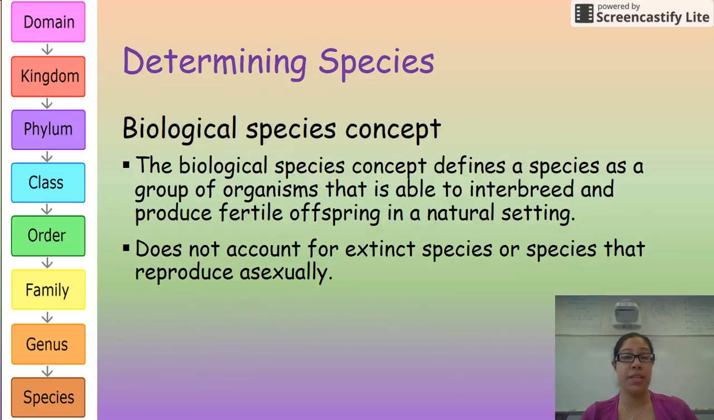The concept that we talk about mostly is the biological species concept. That's where you have a species. They're considered a species because they can mate and reproduce successfully together. If they cannot reproduce and have viable offspring, they're no longer the same species. This works well for living, sexually reproducing organisms, but it doesn't work for extinct organisms or organisms that reproduce asexually.